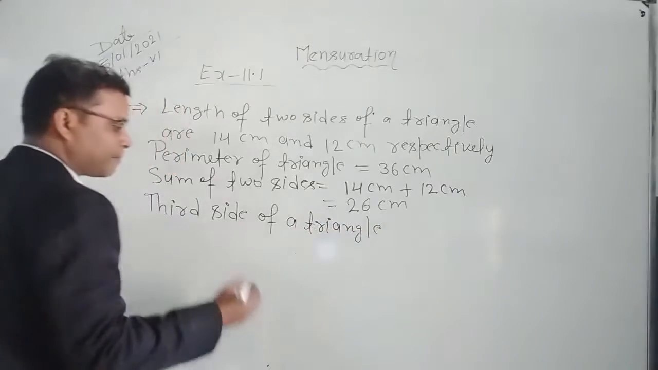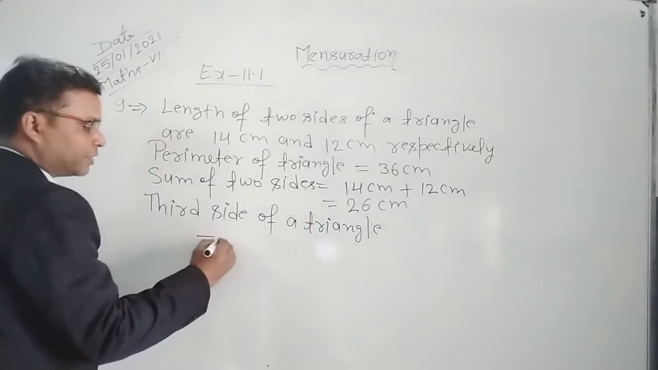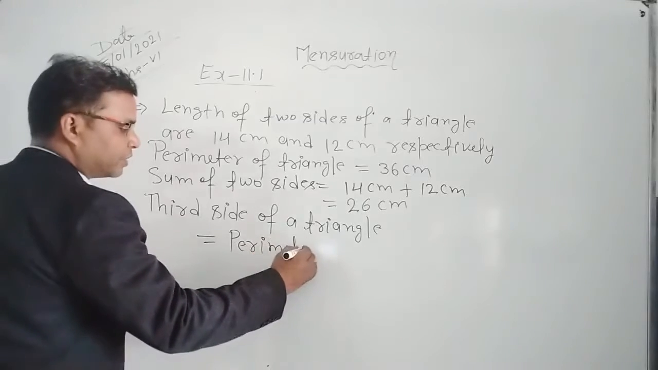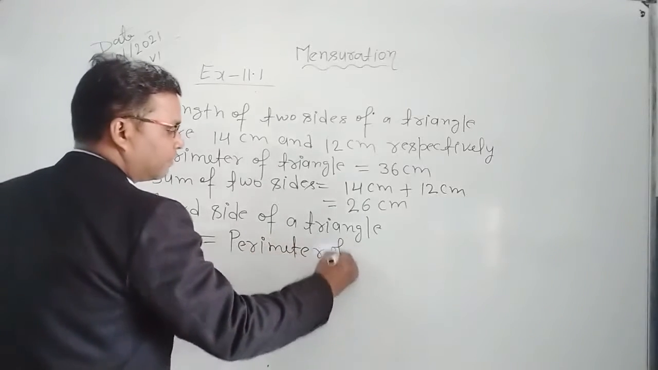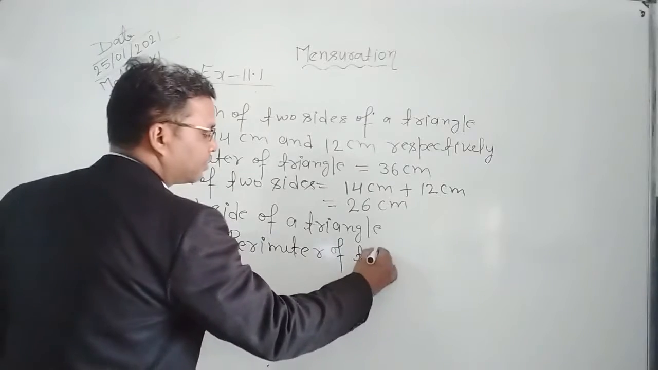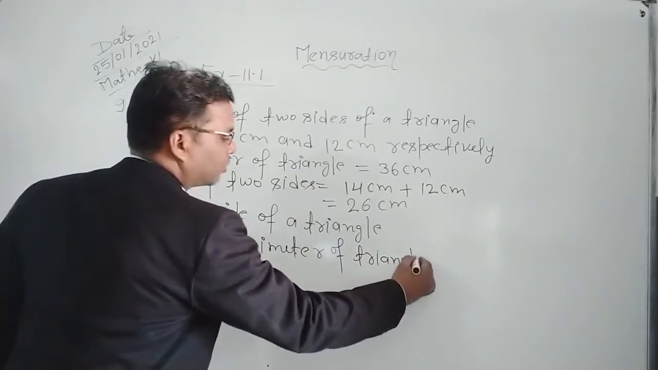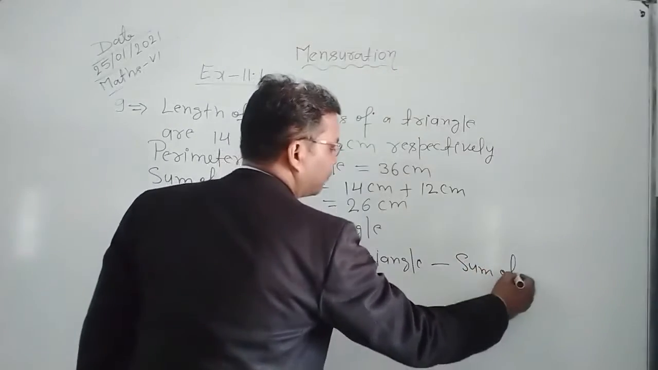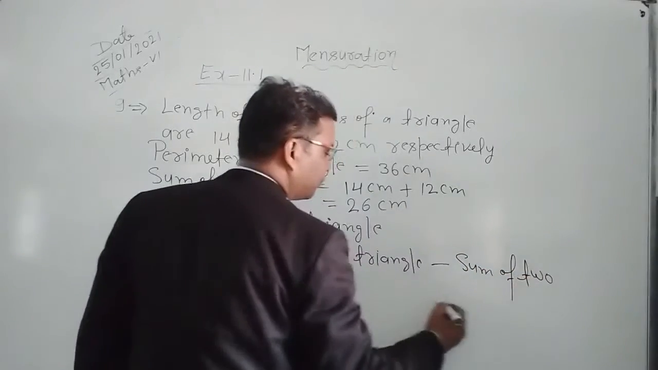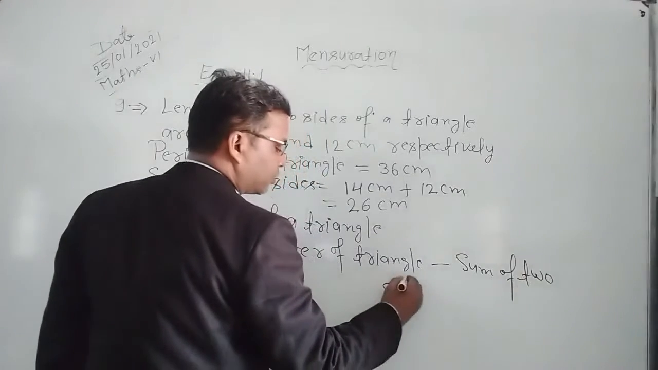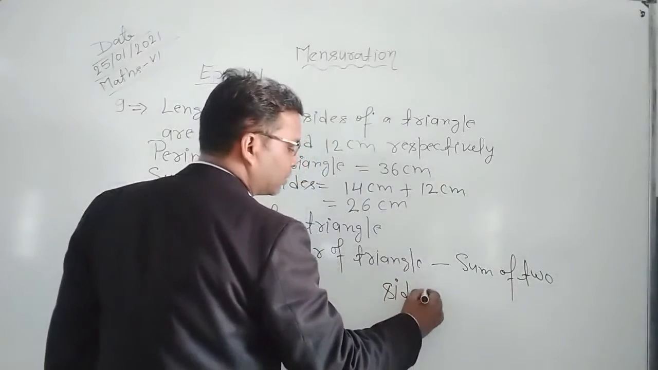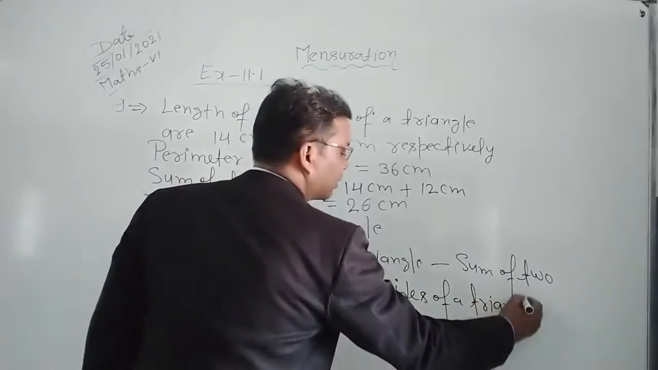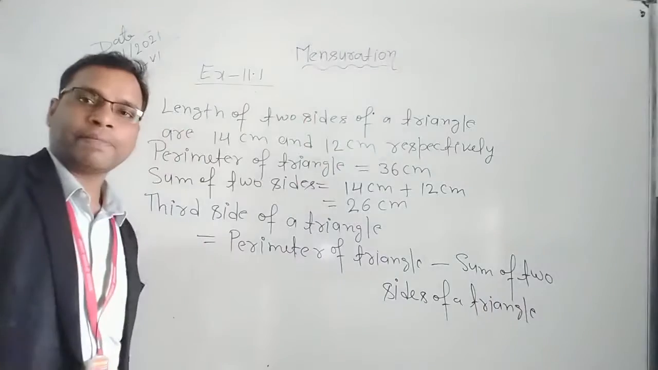And this is called perimeter of triangle minus sum of two sides of a triangle. Clear? Sum of two sides of a triangle.